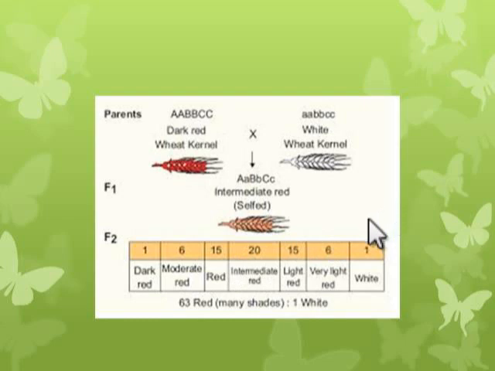So if a wheat plant with dark red kernels is crossed with a plant that produces white kernels, their offspring are light red, that is, intermediate in color. So it is the result in which the color is intermediate red.